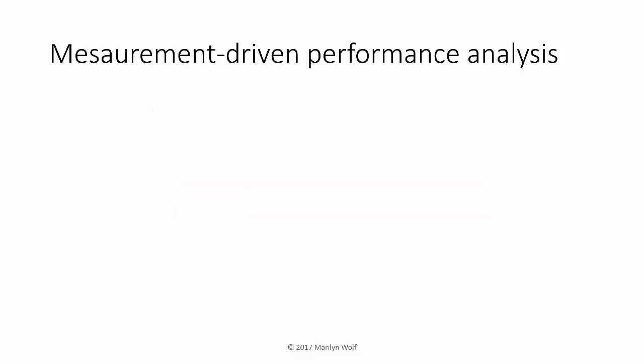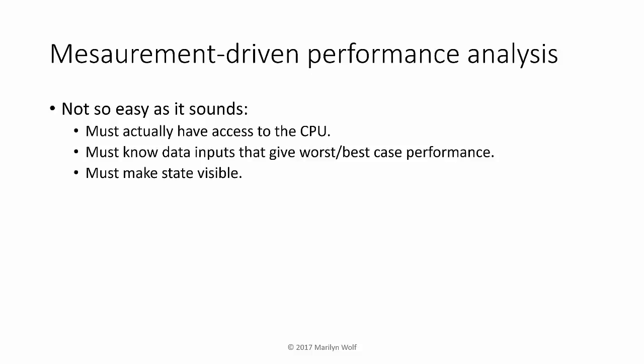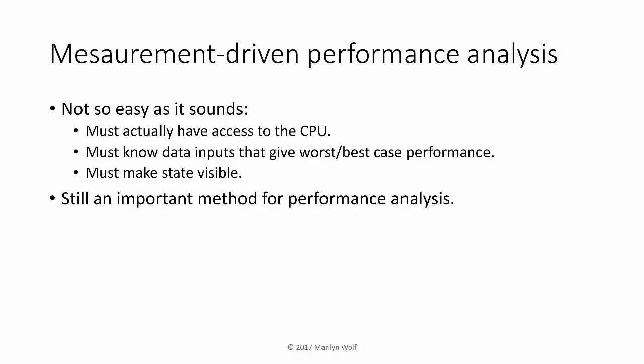We can use measurements to analyze performance. This isn't as easy as it sounds. First, we have to have access to the CPU, and if we're using an advanced processor with a new chip, the chip may not be ready. We need to know the data inputs that give the worst case execution time, and if we're interested, the best case execution time. And we need to be able to make the execution of the program visible so that we can actually measure it. Despite these problems, this is still an important method for performance analysis.